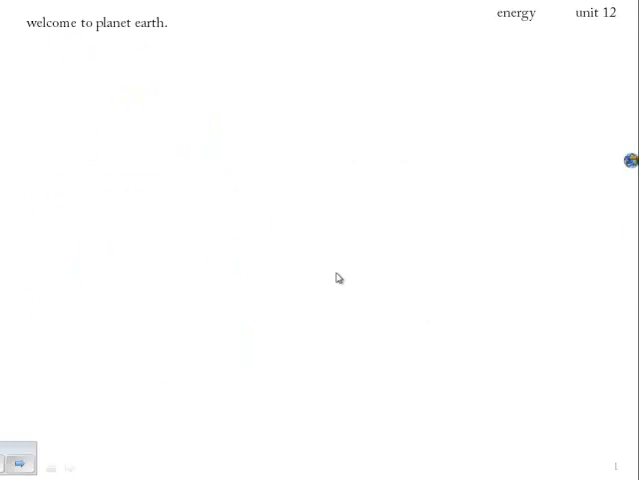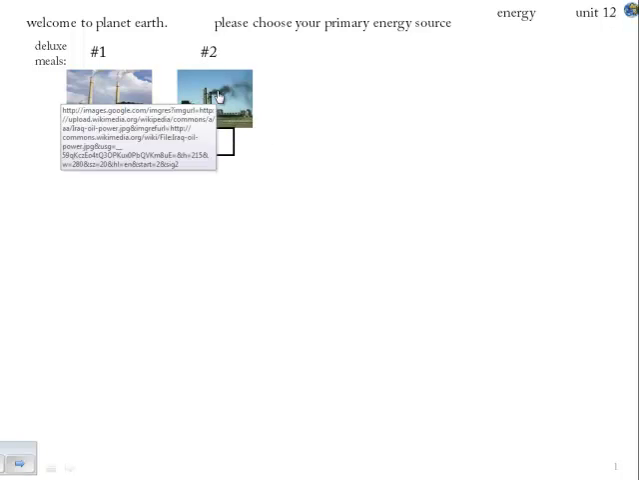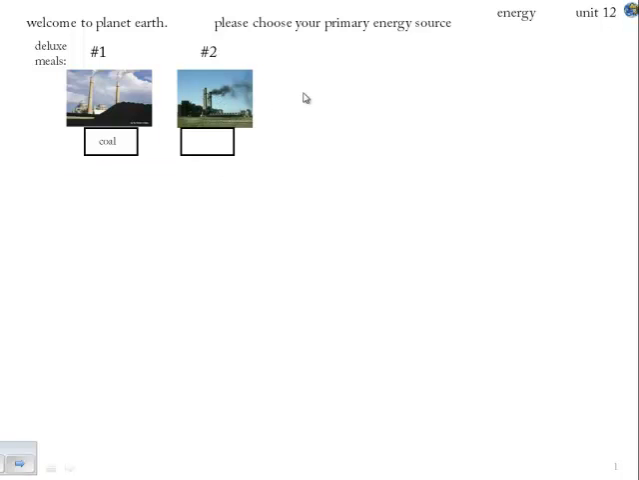Alright, welcome to planet Earth. We've got various types of primary energy sources available. Our deluxe meals include this one here with a big pile of coal. Another one here with a black smoke. They usually burn this at night so you don't see it. This is an oil-based power plant. Perhaps you recognize this one.